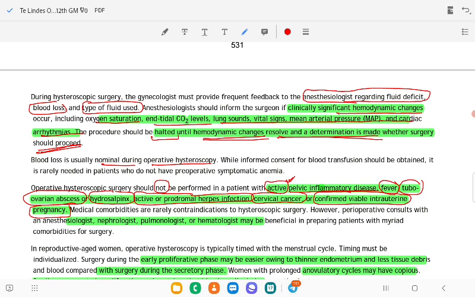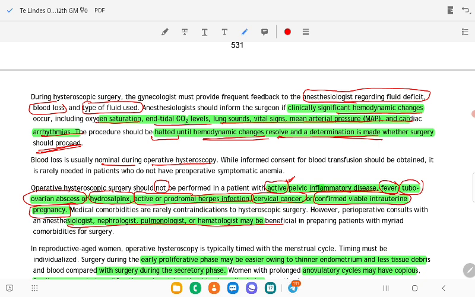It should not be performed in a patient who has active PID, fever, tubo-ovarian abscess, hydrosalpinx, active or prodromal orifice infection, cervical cancer, or confirmed viable intrauterine pregnancy. Rarely, some medical comorbid conditions also contraindicate hysteroscopic surgery. However, preoperative consultation with an anesthesiologist, cardiologist, nephrologist or pulmonologist, who will give clearance, may be beneficial.